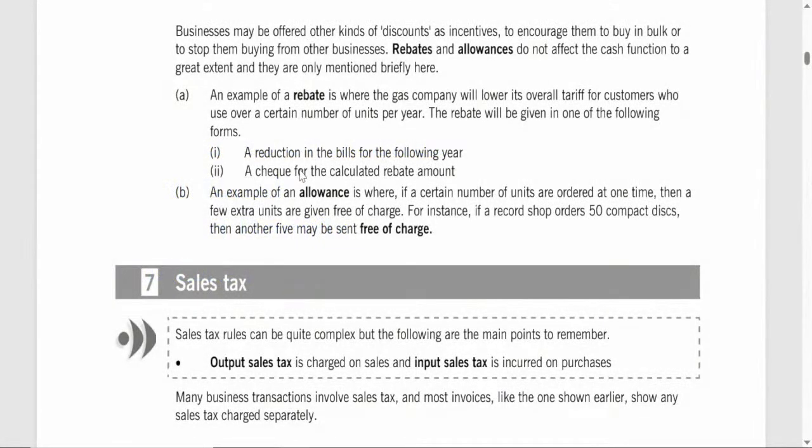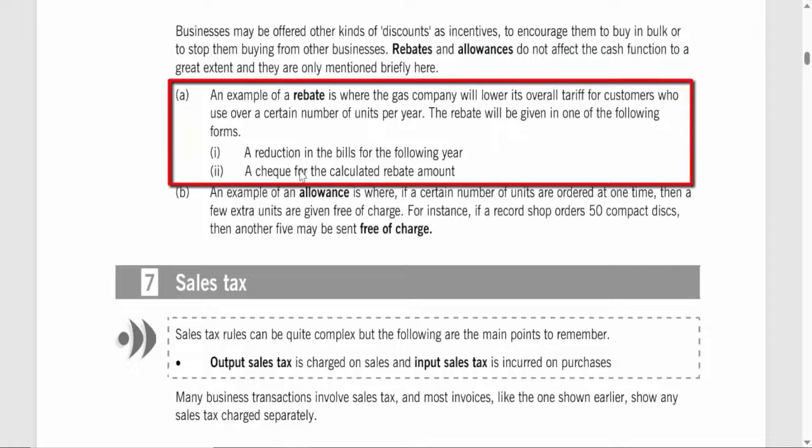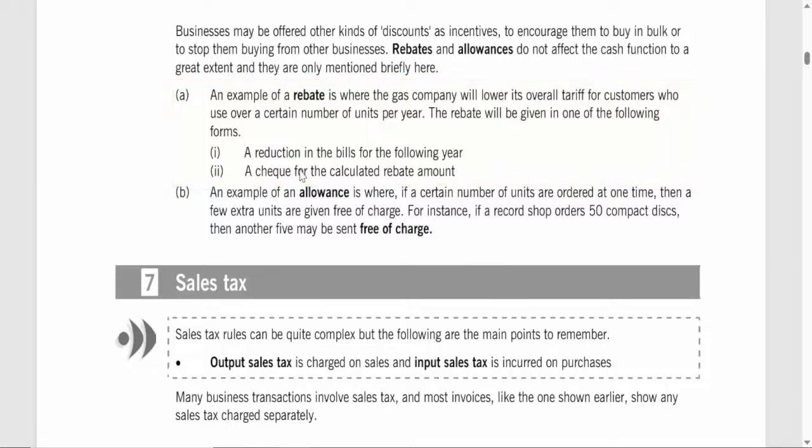Example of a rebate. Utility company rebate. Imagine a gas company offering a rebate to incentivize customers to use more gas. If a customer consumes over a specified number of units within a year, they qualify for a rebate. This rebate could be provided in one of two ways. 1. Reduced future bills. For the following year, the customer's monthly gas bills might be reduced by a certain amount, rewarding them for their higher usage. 2. Direct cash payment. Alternatively, the gas company may issue a check or direct deposit for the rebate amount, essentially returning a portion of the customer's spending as a reward.